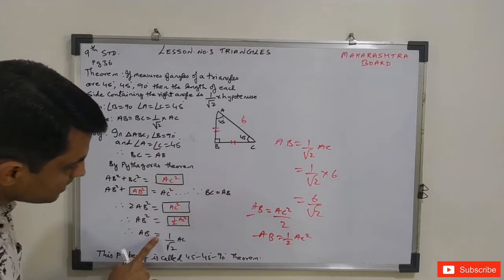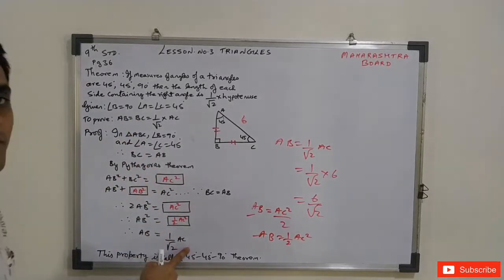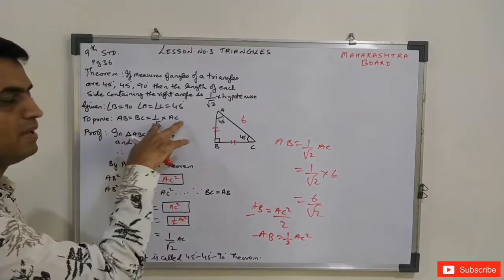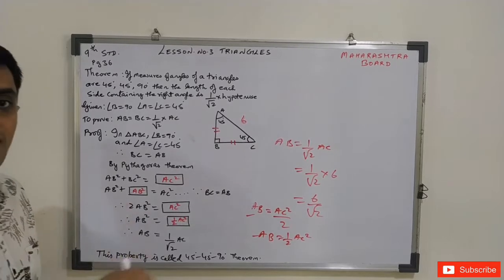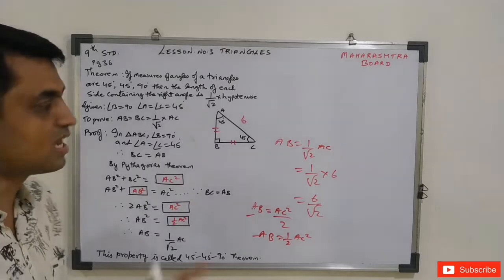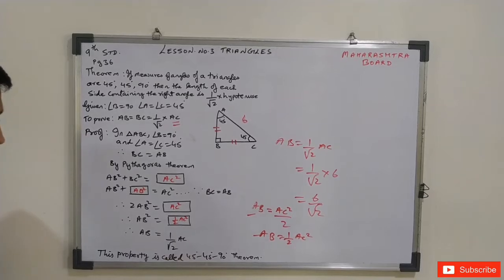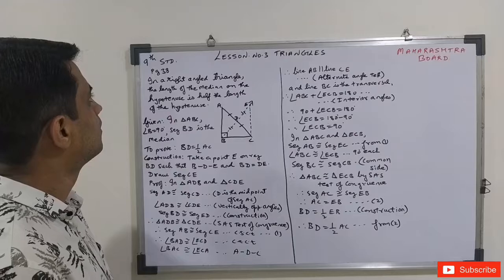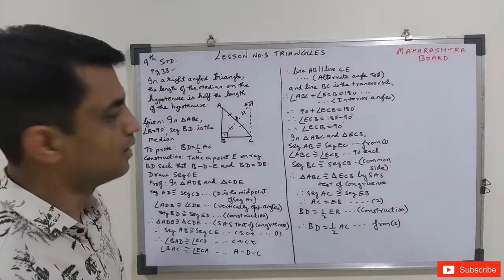Now since AB is 1 upon root 2 of AC, similarly BC is also 1 upon root 2 of AC. No need of proving. Once we have proved this, automatically BC is also proved. So now we can say that AB is equal to BC is equal to 1 upon root 2 of hypotenuse. Hypotenuse means what? AC here. Clear? So this property is called what? The 45, 45, 90 degree theorem.